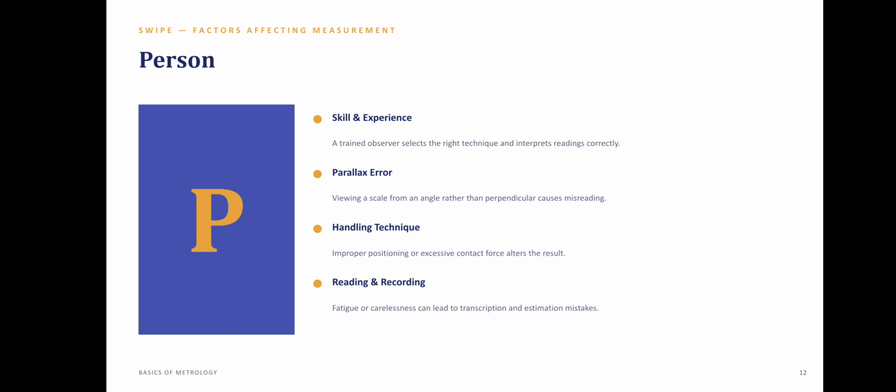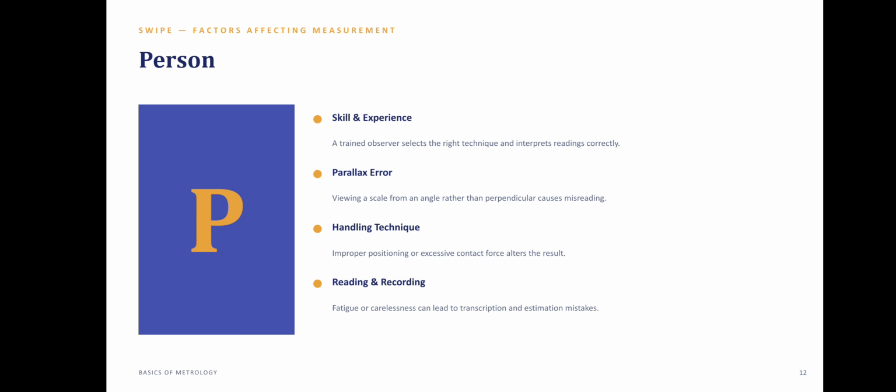So a skilled and experienced person is needed. A trained observer selects the right technique and interprets the readings correctly. Parallax errors: viewing a scale from an angle rather than perpendicular causes misreading.